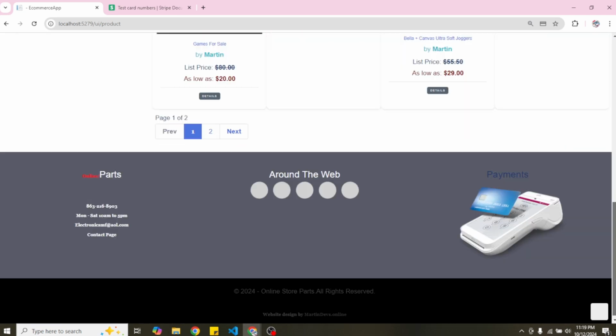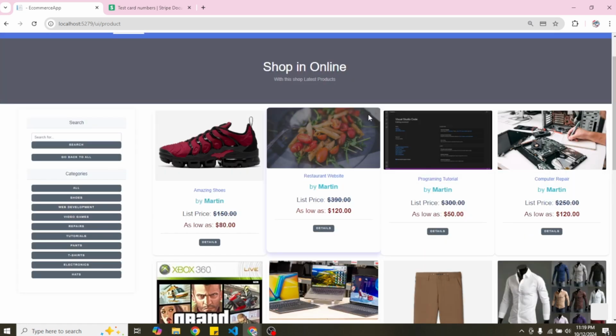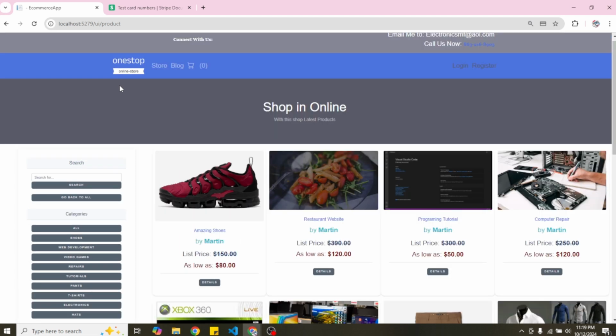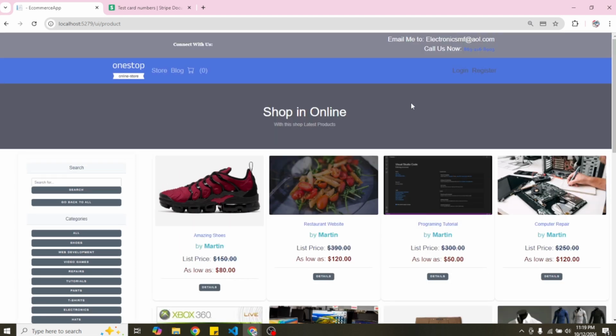See, I added the pagination there, so the pagination is always good, because let's say you have thousands and thousands of items, you don't want to load up all of them.